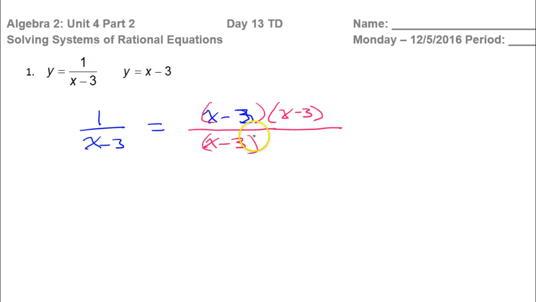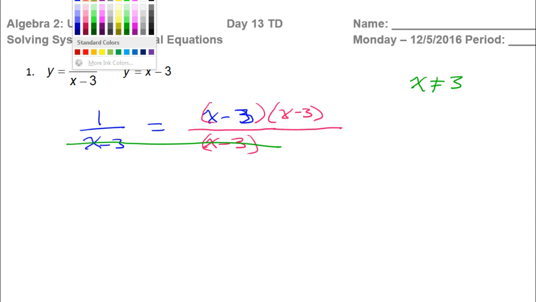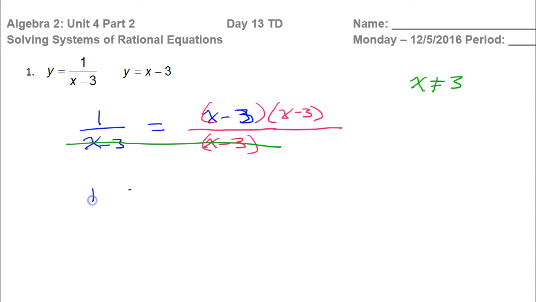Real quick though, before I cancel the denominators out, let's note the excluded value. X cannot equal 3, because you can't divide by 0. So let's just make sure that the solution doesn't turn out to be 3. Anyway, now I can cancel out these denominators. So the new problem I have is 1 equals x minus 3 times x minus 3.